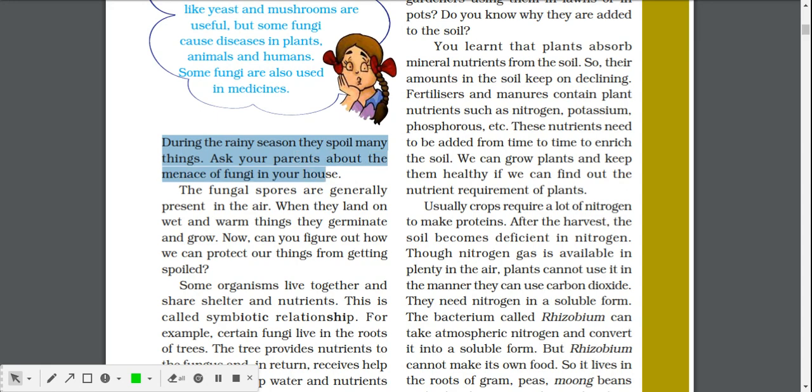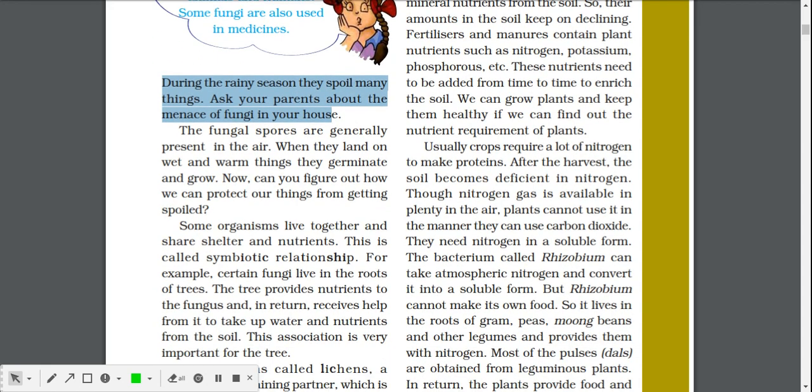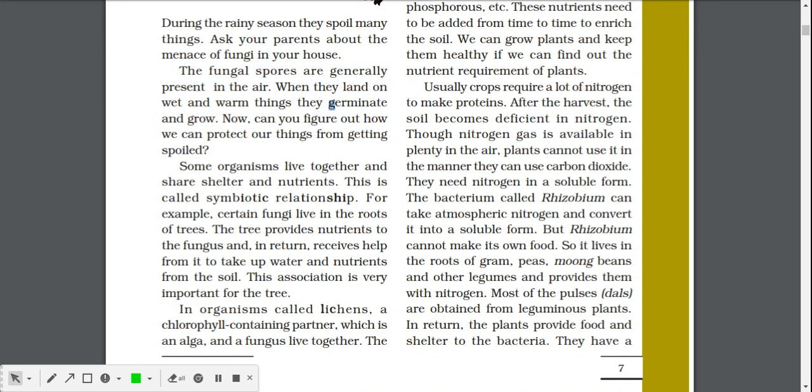During the rainy season, they spoil many things. Ask your parents about the menace of fungi in your house. The fungal spores are generally present in the air. When they land on wet and warm things, they germinate and grow. Now you can figure out how you can protect a thing from getting spoiled.